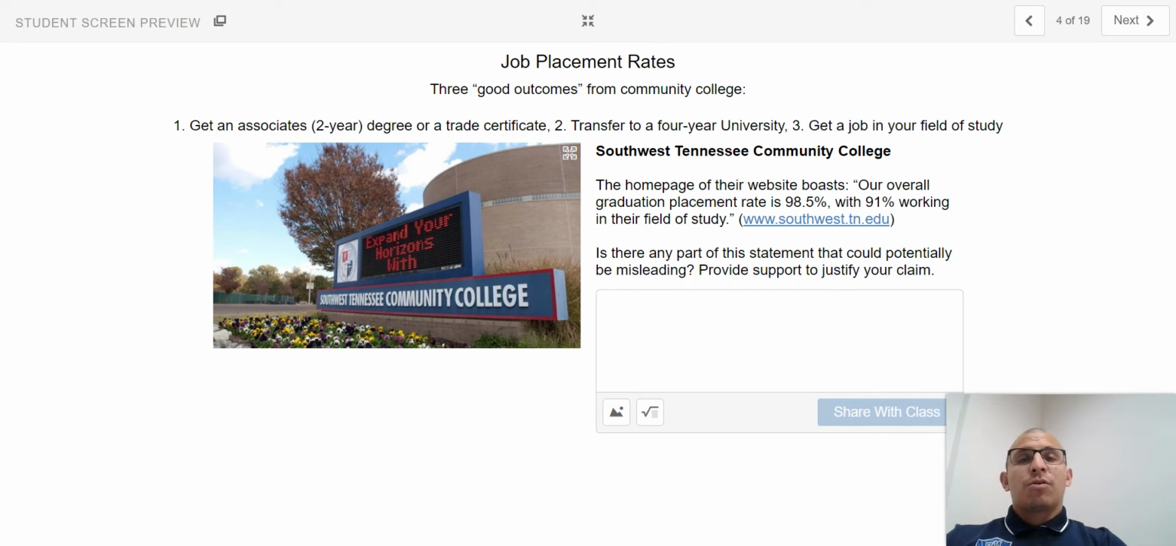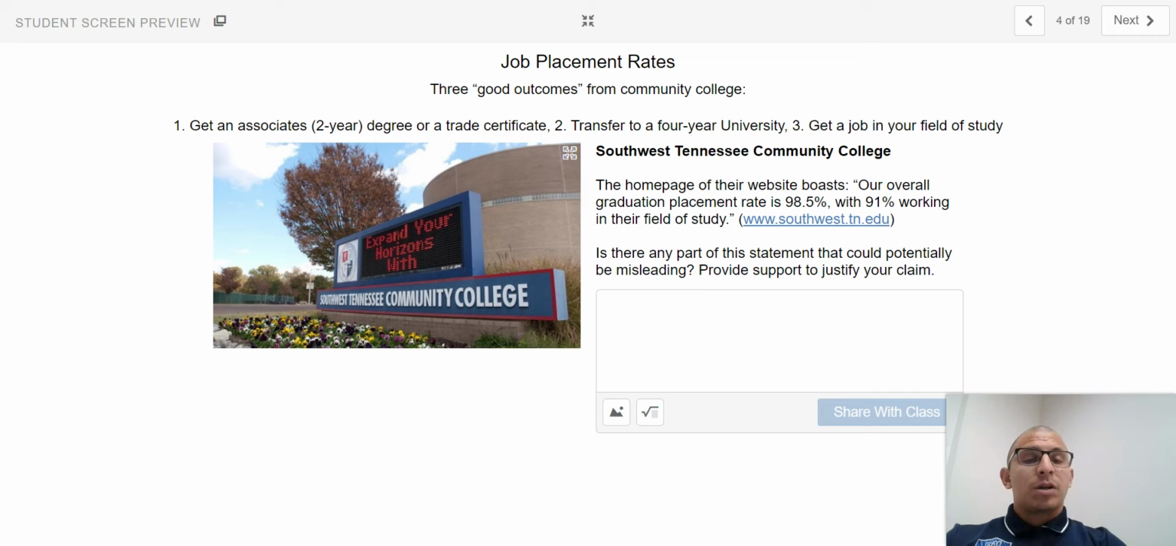So research says that there are 3 good outcomes from community colleges. You can obtain an associate's degree or a trade certificate, transfer to a 4-year university, and acquire a job in your field of study. At Southwest Tennessee Community College, their homepage boasts our overall graduation placement rate is 98.5%, with 91% working in their field of study. Is there any part of this statement that could potentially be misleading and provide some support to justify your claim?